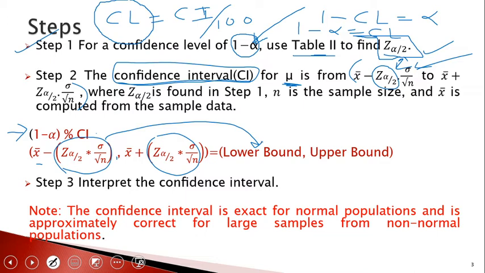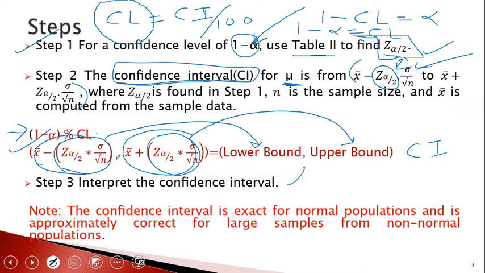The left side, x bar minus this piece, gives you the lower bound, and x bar plus this part gives you the upper bound. Got it? So this is your confidence interval. Okay, step 2 is done. The last step is to interpret the results. How do you interpret the confidence interval, which means the results you got from step 2?